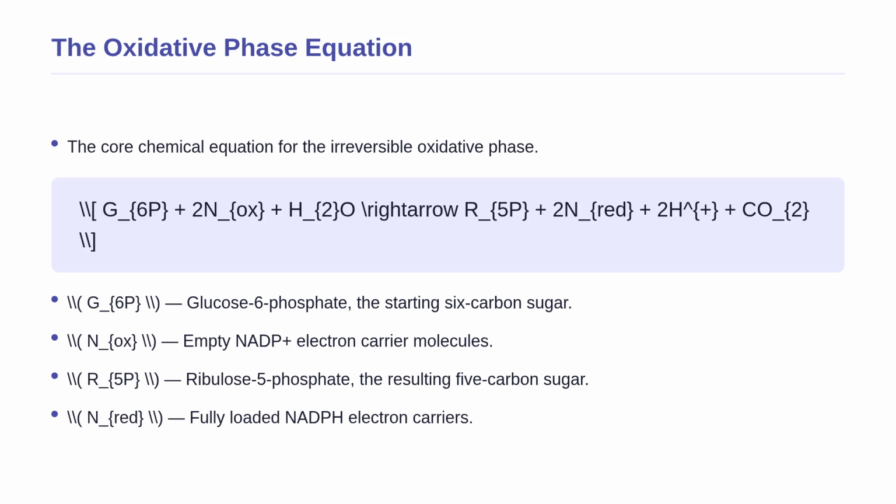Most importantly, this single cycle produces 2 molecules of N-red, which are the fully loaded NADPH electron carriers. If the cellular concentration of empty carriers increases, it physically signals that the cell is running out of protective power, which speeds up this entire reaction to compensate.